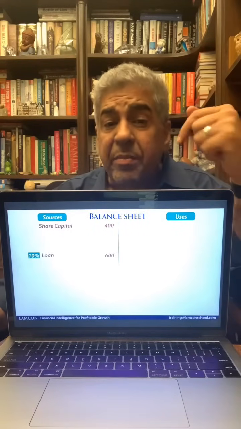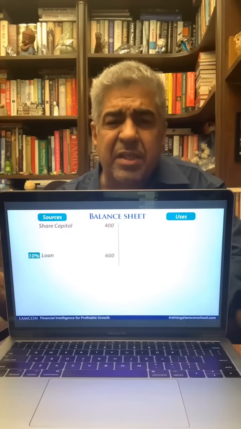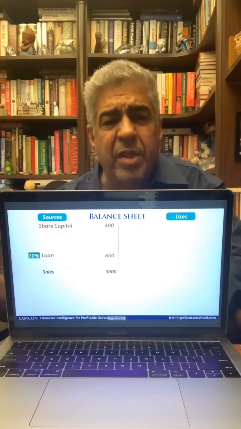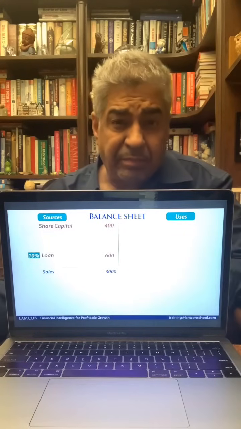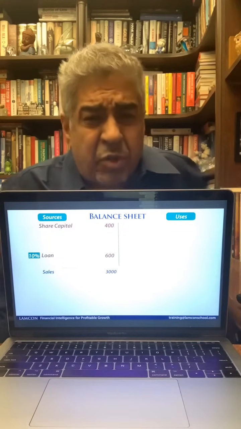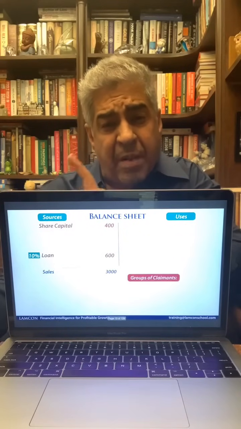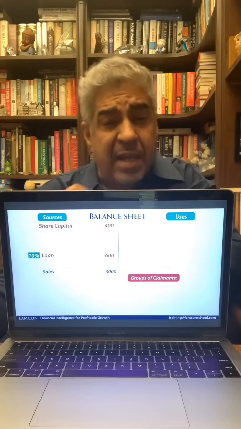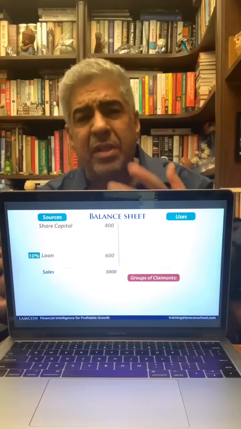Imagine on deployment of 1,000 crores, this company generates a sales turnover of 3,000 crores. So far, nobody's been paid. I want you guys to visualize and tell me how many groups of claimants can you visualize standing in a line saying we want a share of this 3,000 crores. How will this 3,000 crores be distributed?